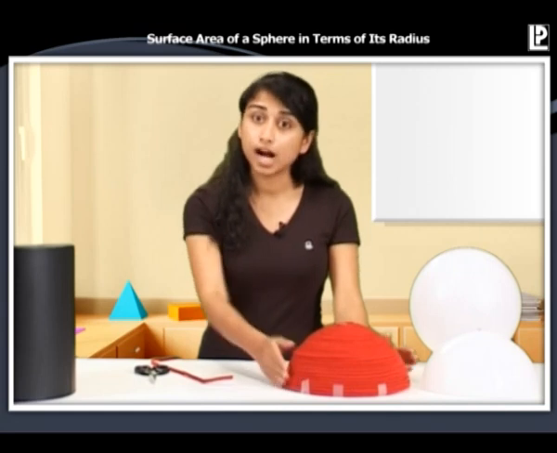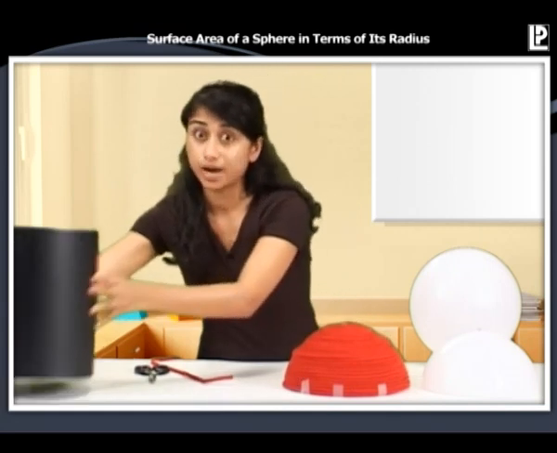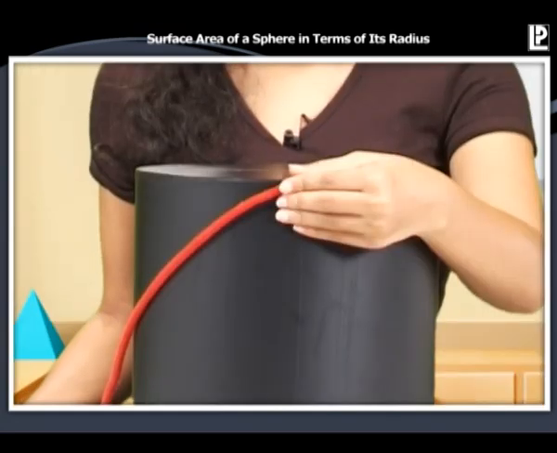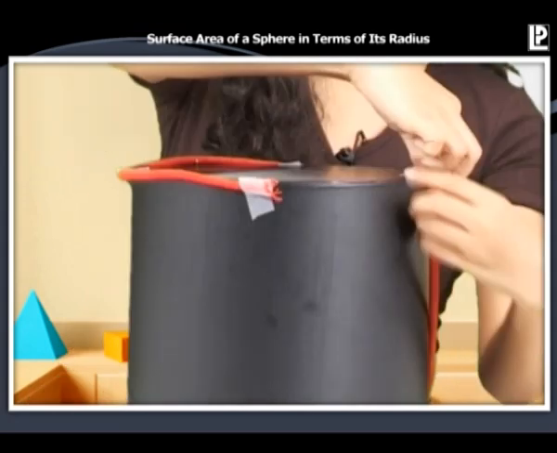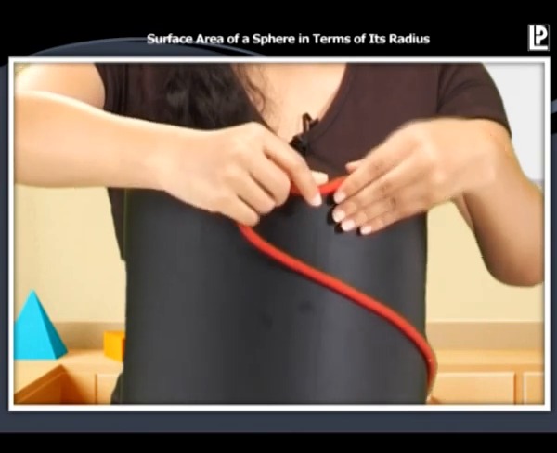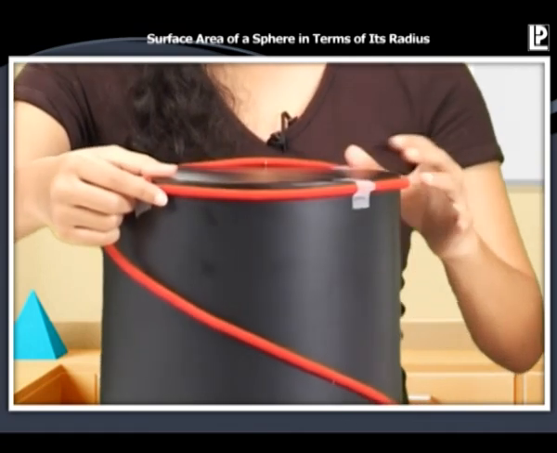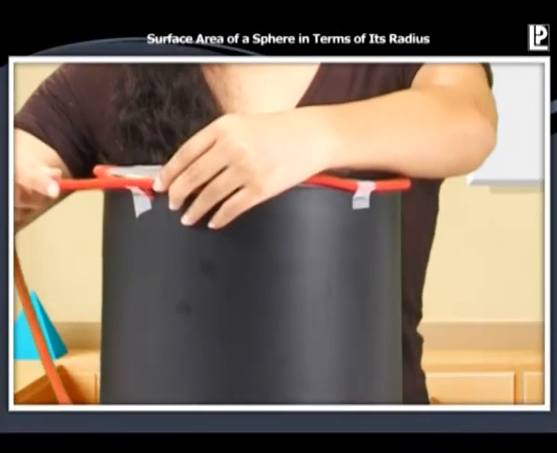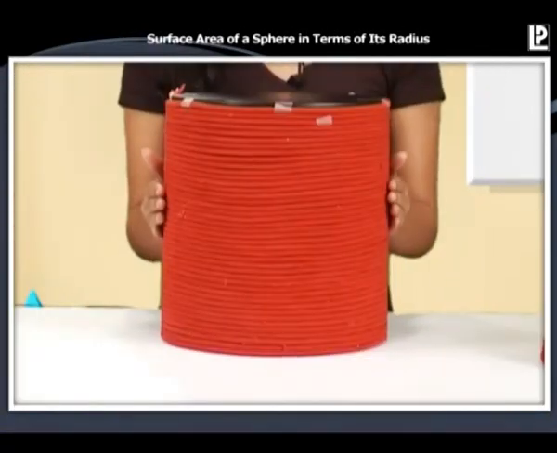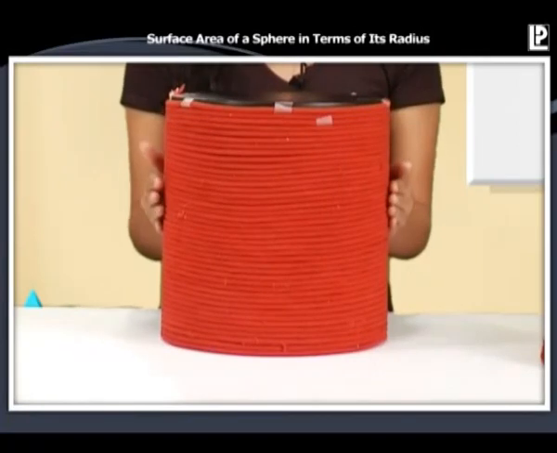Now let's see how much of the thread is required to wrap the cylinder. Let's tape one end of the thread to the cylinder. Wind the thread along the surface of the cylinder till it's completely covered. Once the cylinder is completely wound, this is how it looks.